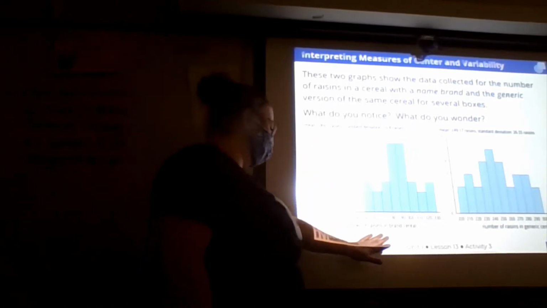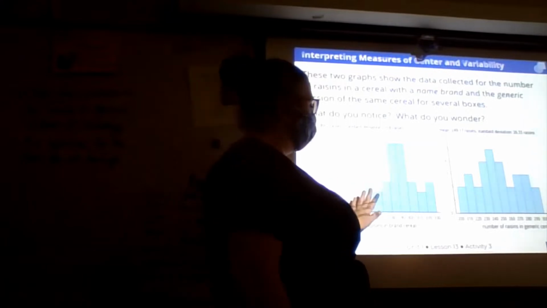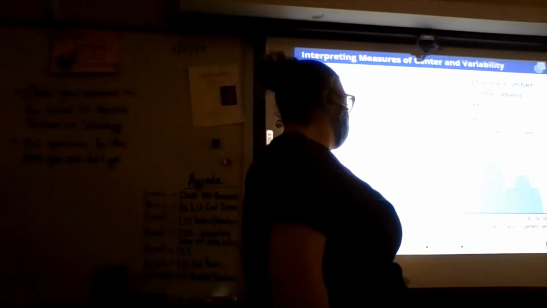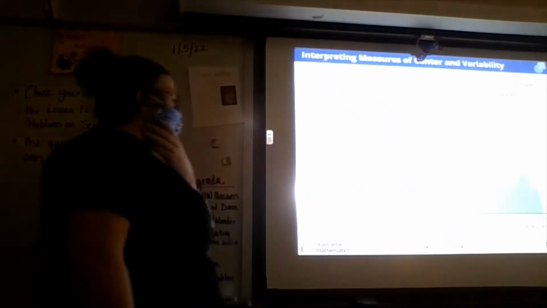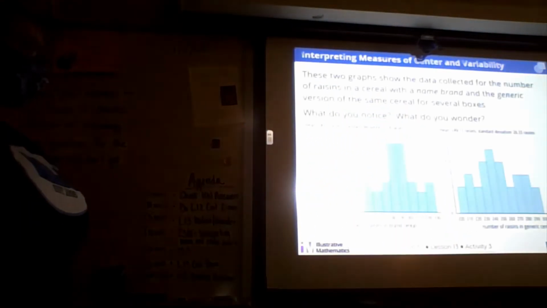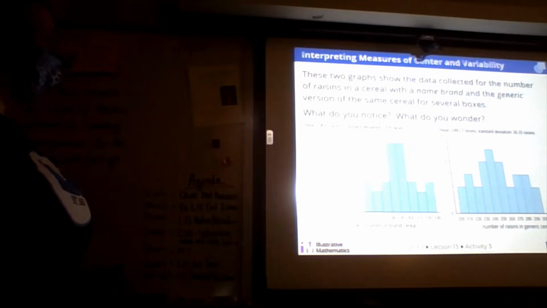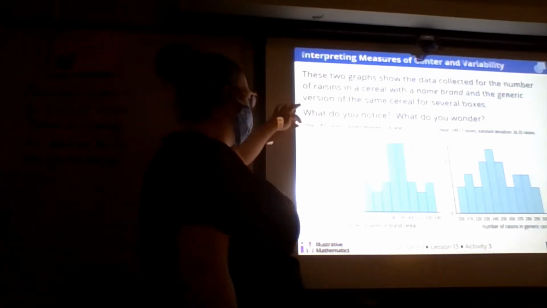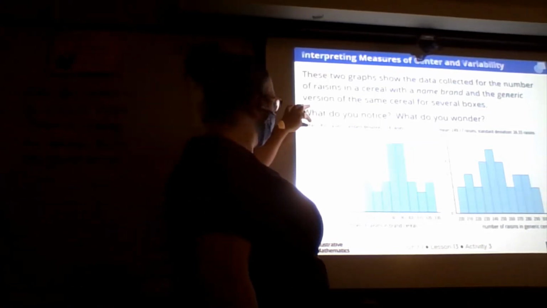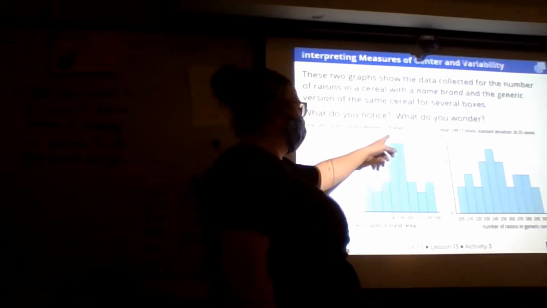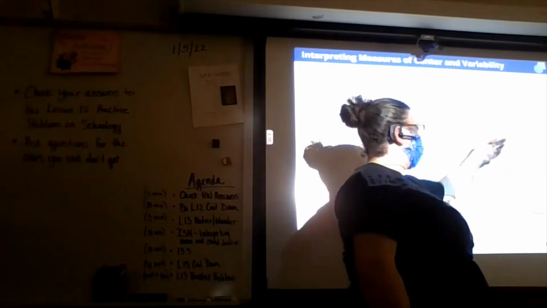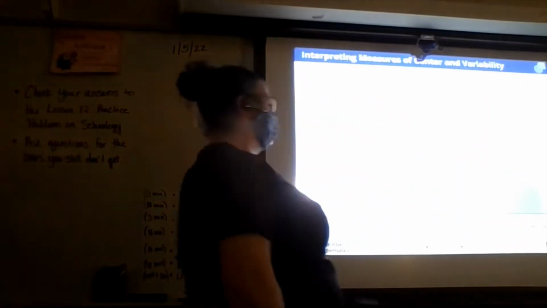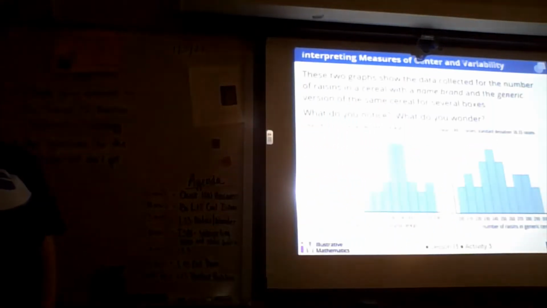So this one, if you can't read it, is the name brand cereal. So like Raisin Bran, I guess. And then this is like a generic one, like a store brand. So what's something that we notice looking at the graphs, looking at the numbers? Here it says the mean is 289.1. Standard deviation is 19.8. The mean here is 249. The standard deviation is 26. Anything you notice, anything you wonder?